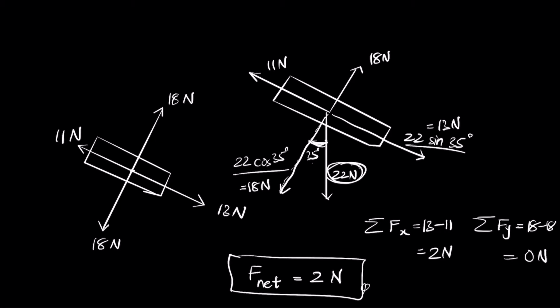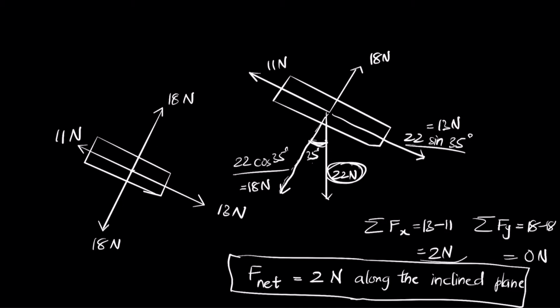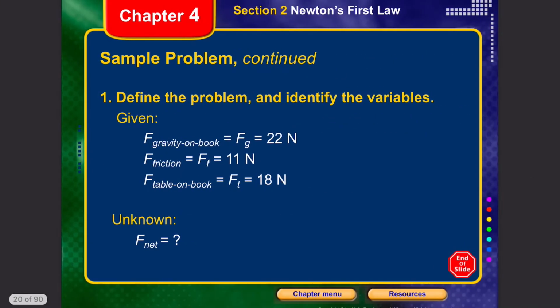Provided we have to also remember to write the direction. So 2 Newton along the inclined plane. Here, along the inclined plane refers to the horizontal force. Notice that there is only horizontal force, so the net force is also going to be horizontal as well. So 2 Newton horizontal along the inclined plane. So this is how we can determine the net force acting on an object.